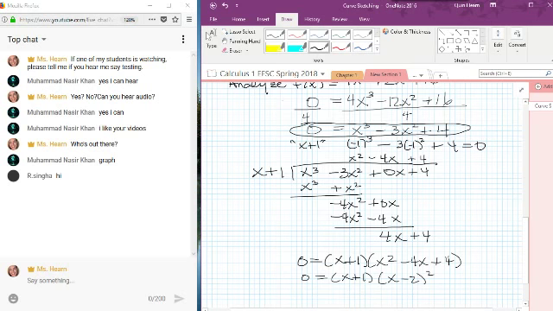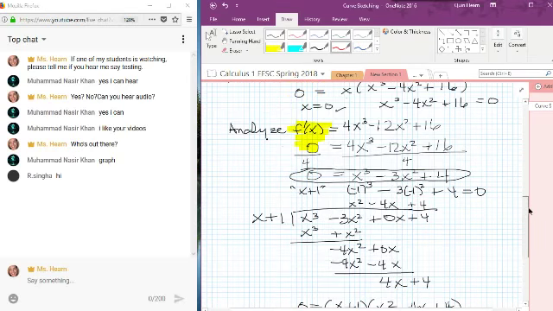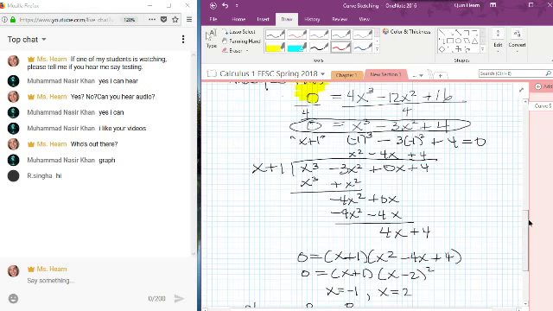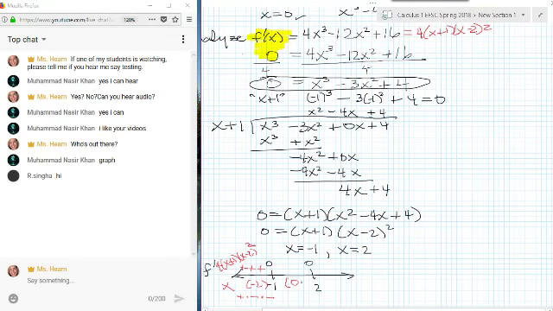Okay, so setting each factor to 0, we're going to have x equals negative 1 or x equals positive 2. As we analyze this, we use the factored form of the first derivative. Essentially, the first derivative was 4 times x plus 1 times x minus 2. Negative 1 to 2, 0 is a good test value. So plugging in 0 would give us positive.